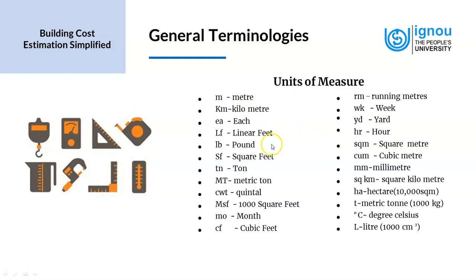Then we have linear feet, pound. That is not commonly used in our Indian measurement system. We have ton, metric ton. Usually steel is weighed in metric ton. Quintal, steel is also weighed in quintal. Then MO is month, and this is usually used for project duration, etc. CF is the cubic feet. Again, we use it for volume.